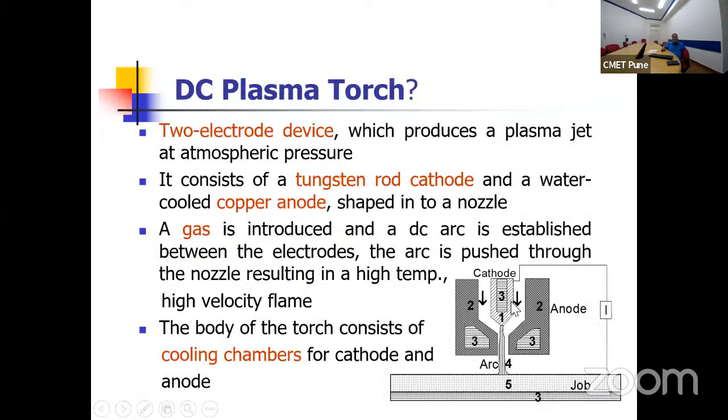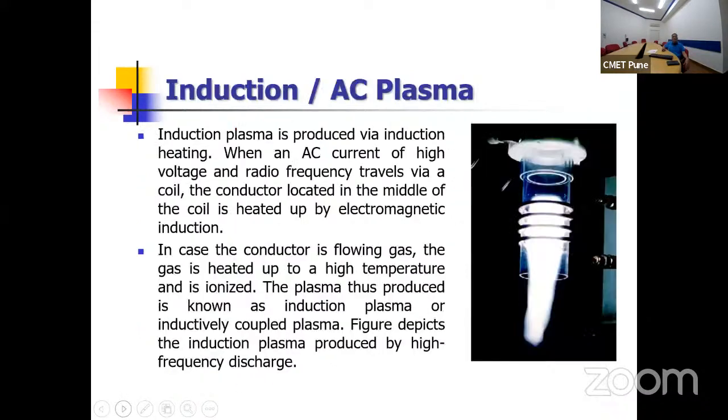So this is the basic configuration of DC plasma torches. There are two electrode devices, the cathode and anode, which produce the plasma jet. Gases pass through between these two. It consists of a tungsten rod cathode, this is the cathode, and a water-cooled copper anode. This anode is shaped as a nozzle. A gas is introduced, a DC arc is established between these two electrodes, and the arc is pushed through the nozzle, resulting in very high temperature, high velocity flames. The body of the torch consists of cooling chambers and the anode.